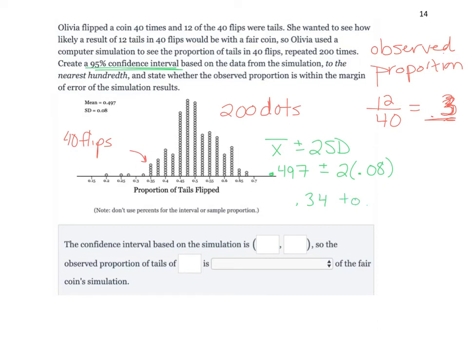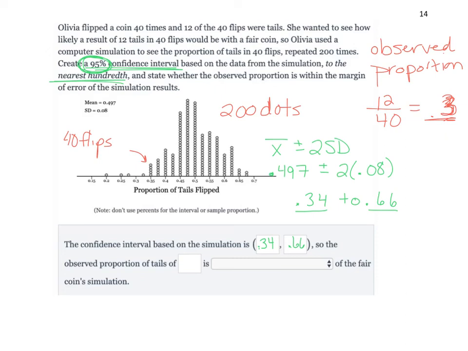to 0.66, rounding to the nearest hundredth, which is what the directions say. So in this situation, if you were to do 40 coin flips and your coin was fair, you would expect that proportion to come in between 0.34 and 0.66 95% of the time. That's what this 95% confidence interval is. So it's possible you could get something outside of that, but remember how we said most values are within 2 standard deviations? This is the central area that we're going to say these are the reasonable ones. So the confidence interval based on the simulation is 0.34 to 0.66.